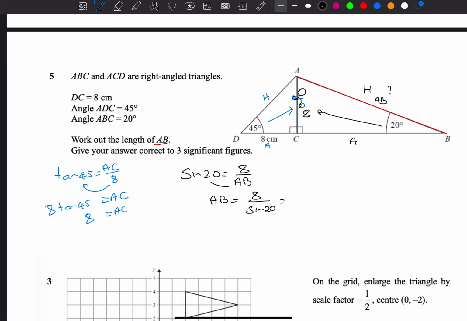which will give you the answer to 3 significant figures. Don't do 3 decimal places, it's different. 23 point, it says 39, so you look at the 4th significant figure, which is a 9, round it up, 23.4.